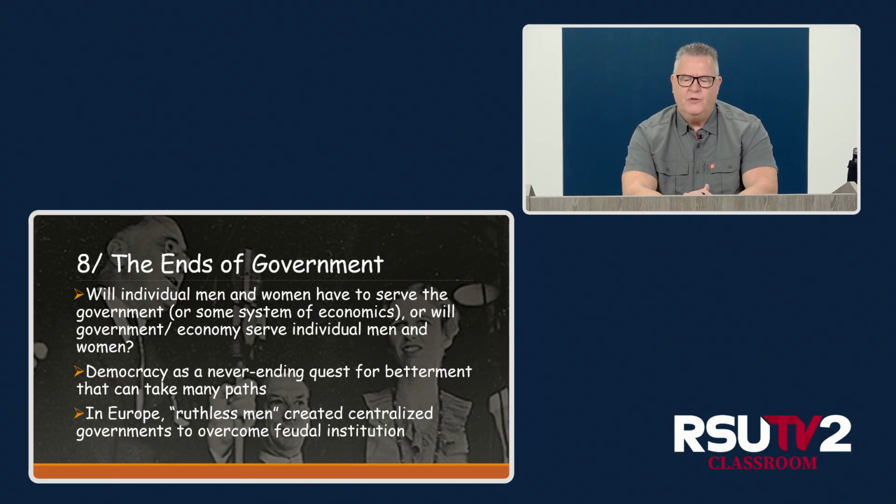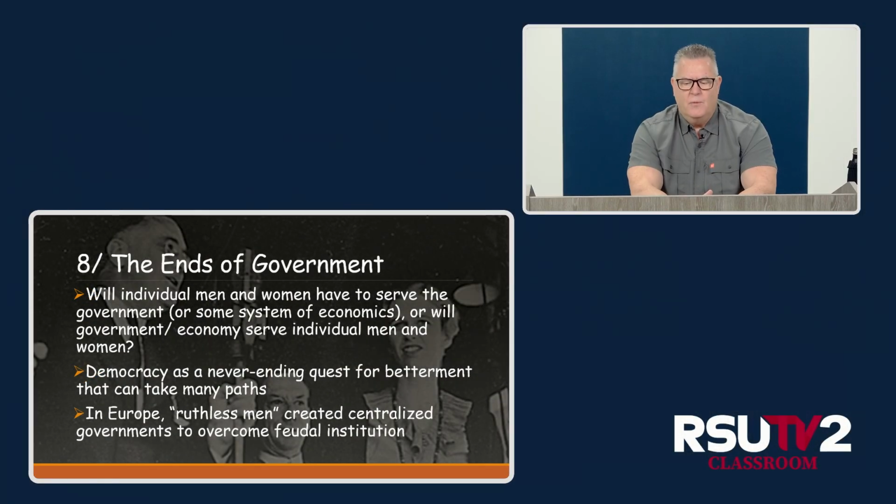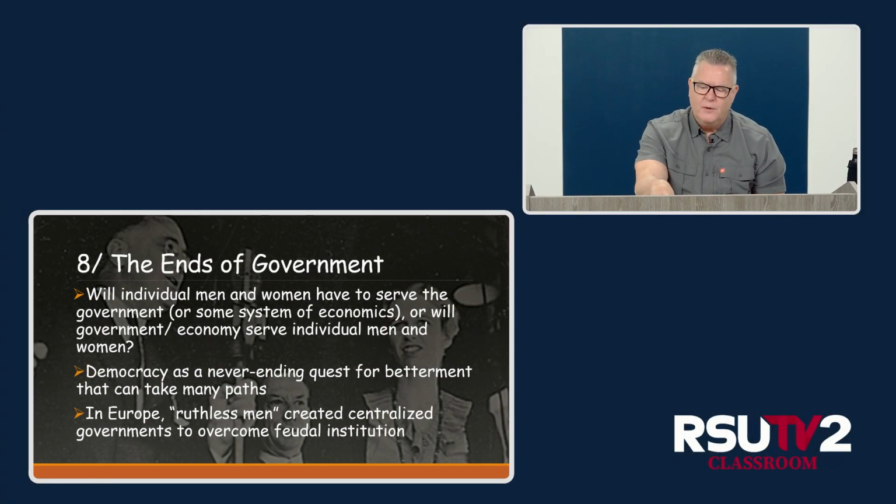And he asked the questions, what are the ends of government? Will individual men and women have to serve the government or some system of economics? Or will government and the economy serve individual men and women? That's important. This is how FDR is speaking within a distinctively liberal ideological framework. Democracy for FDR was a never-ending quest for betterment that can take a lot of different paths.